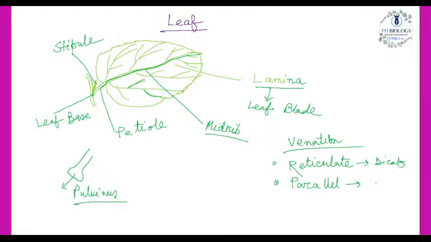And the parallel venation, the veins run parallel to each other within a lamina. It is seen in monocots.